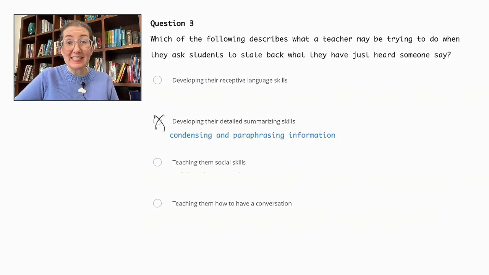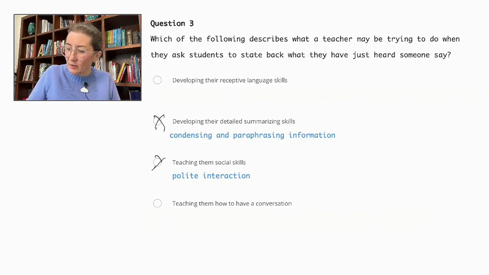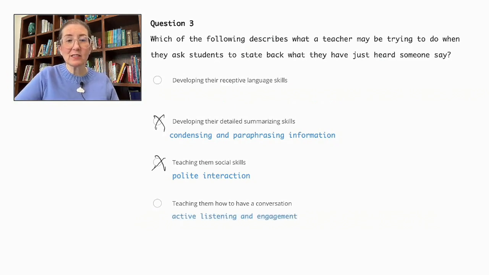While this practice can teach social skills, particularly in terms of active listening and respectful interaction, the main objective goes beyond social etiquette. So we can eliminate that as well. Teaching conversational skills involves a broader range of activities more than simply restating what has been heard. So that's not correct either. The correct answer is developing their receptive language skills.